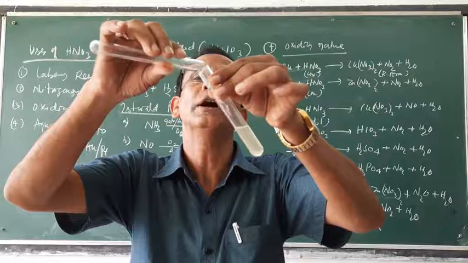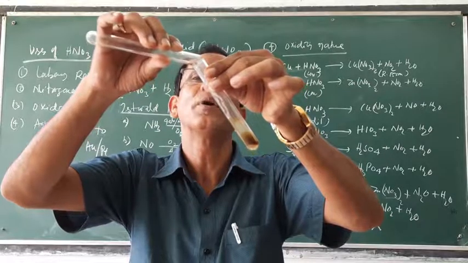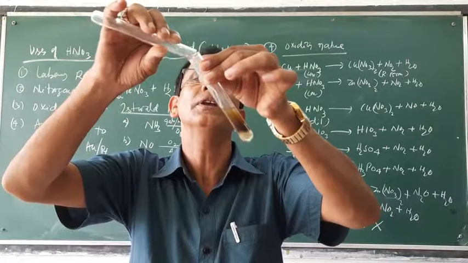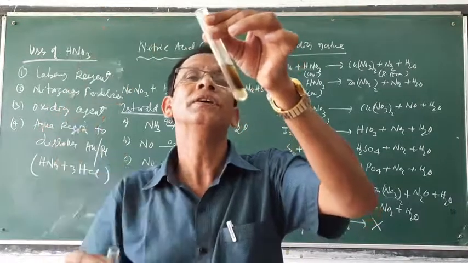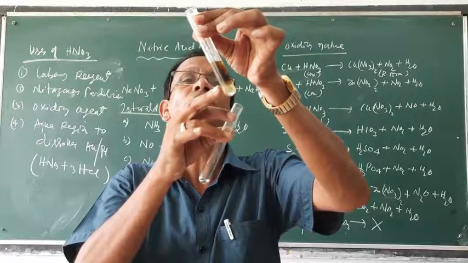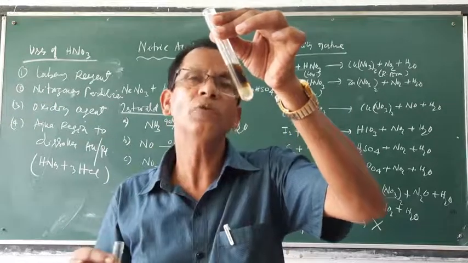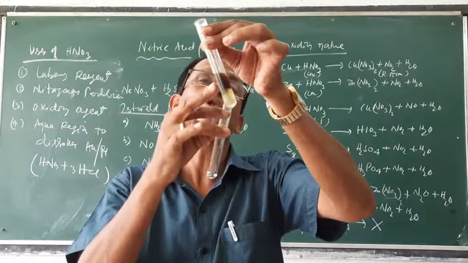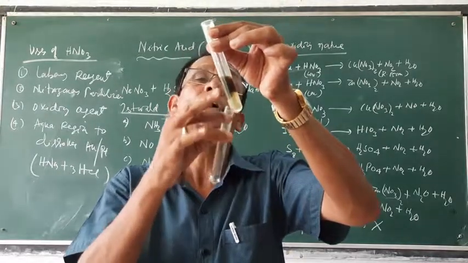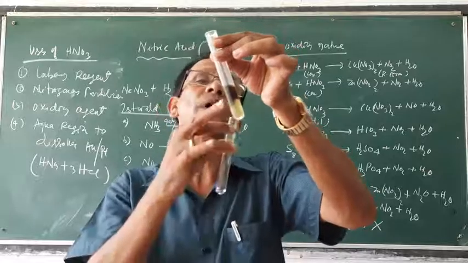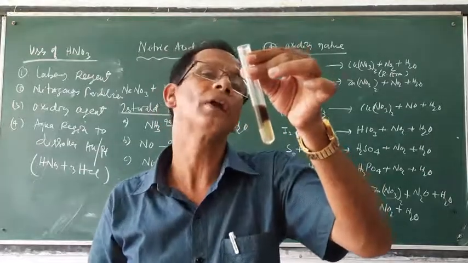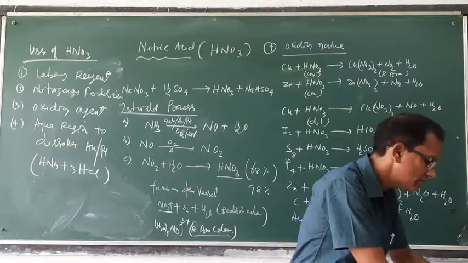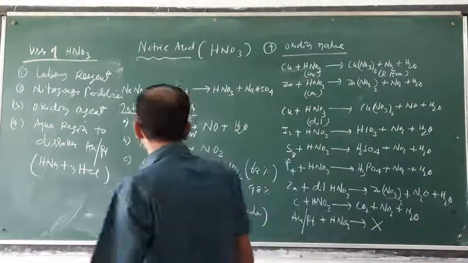When you add it slowly, you see a reddish brown ring formed. Here a reddish brown colored solution is formed. This is called the brown ring test. That means there is a separation between the solution and the concentrated sulfuric acid. At the junction of the two solutions, this brown ring is formed. Here the reaction is like this.